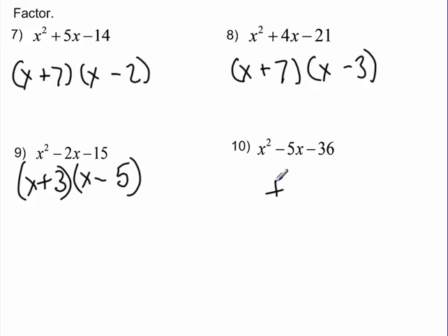Same thing here. I got a plus and a minus. One of my factors is negative 36. That together give me negative 5, so I want the bigger number. That's 9 and 4. I want the bigger number to be negative. X and X. Alright. So hopefully that all went well for you. Hopefully there's nothing that caught you too off guard there.